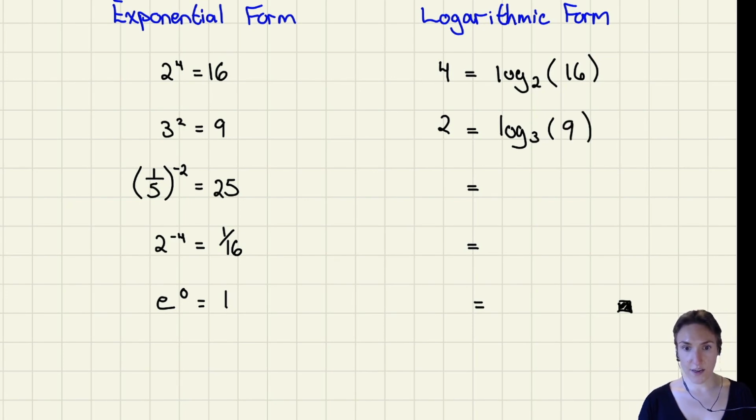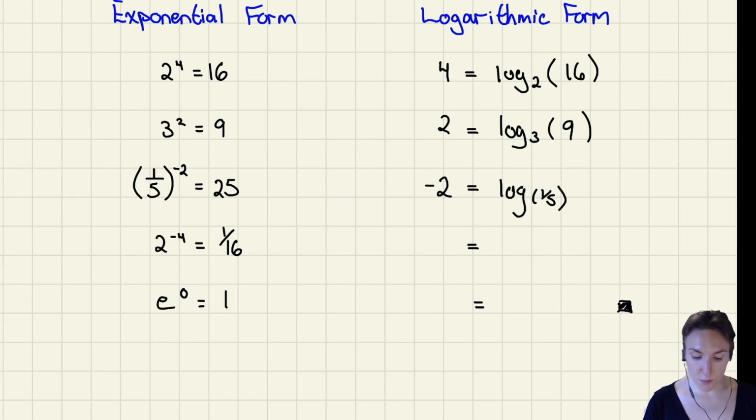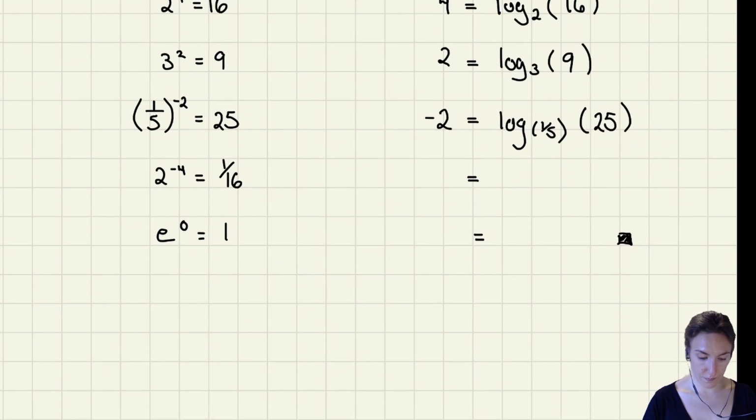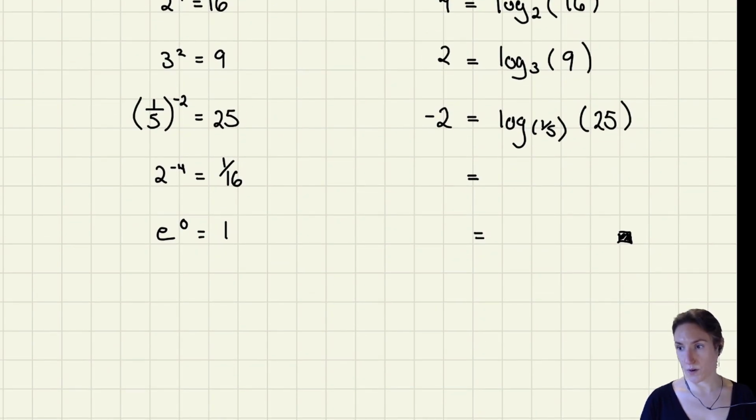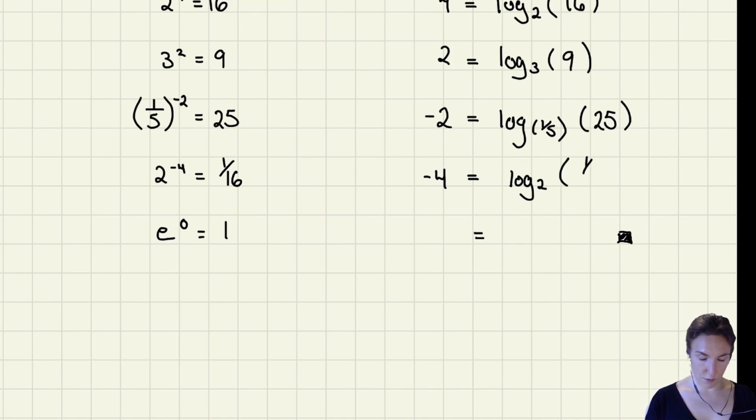Perfect. Now the next one looks a little bit weird. We have the exponent, and the exponent's allowed to be negative. So I'm going to have my negative 2 here, and then we're going to have log base 1 over 5 of 25. Okay, what about the next one? We have our exponent, and it's okay if that's negative, so I have negative 4 equals log. The base is 2, and then I have 1 over 16.